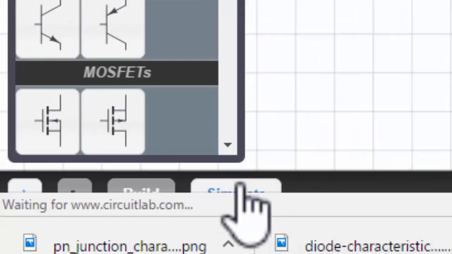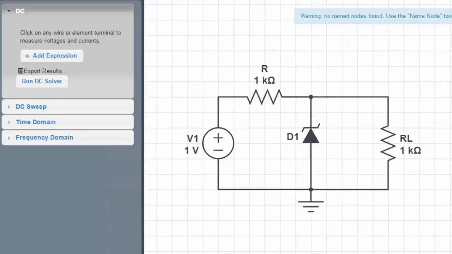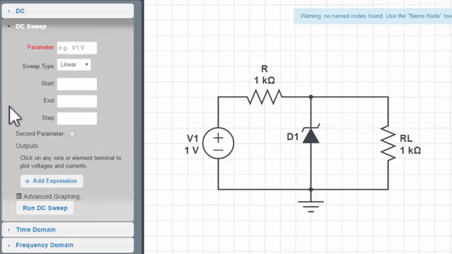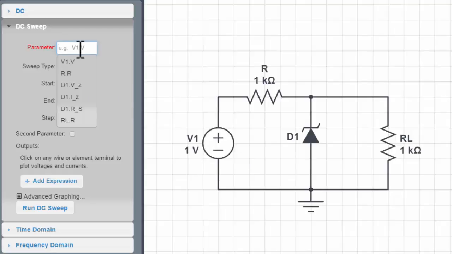So to simulate, click simulate, and then we are doing what we call a DC sweep. A DC sweep means we are trying to sweep the input voltage from 0 all the way to 15 volts. So click parameter and choose what parameter we are using. We are using V1, this one, V1. Click V1. Sweep type linear, start from 0 volts all the way to 15 volts. And then the step size is, let's say, 0.5 volts.